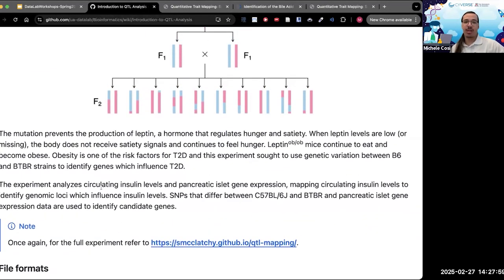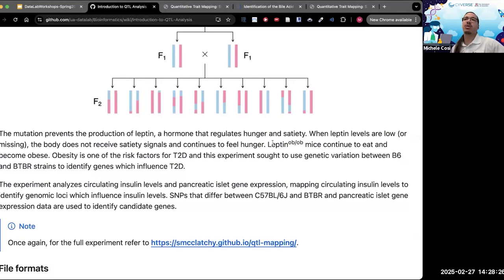The mutation prevents the production of leptin, a hormone that regulates hunger and satiety. I'm not sure, once again, how to say it. When leptin levels are low, the body does not receive satiety signals and continues to feel hunger, and therefore this leads to becoming obese. And obesity is one of the risk factors for type 2 diabetes.